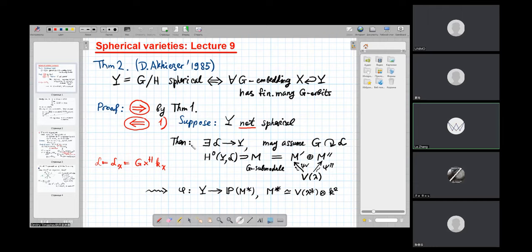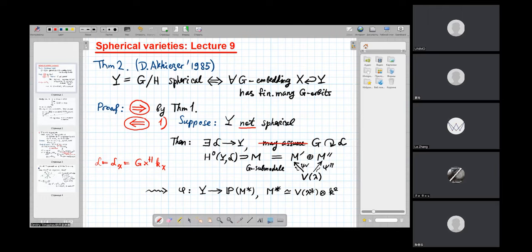So yes, you are right. I explained it here maybe not appropriately. Yes, indeed. If you are assuming that Y is not spherical, then by this criterion of sphericality, there should exist a homogeneous G line bundle over Y such that this property holds. So it is not an assumption. We do not need to assume that G acts on L. Maybe I should erase it from here. It comes automatically. You choose L in such a way that G already acts on it. So let me remove that. We may assume that G just acts on L.